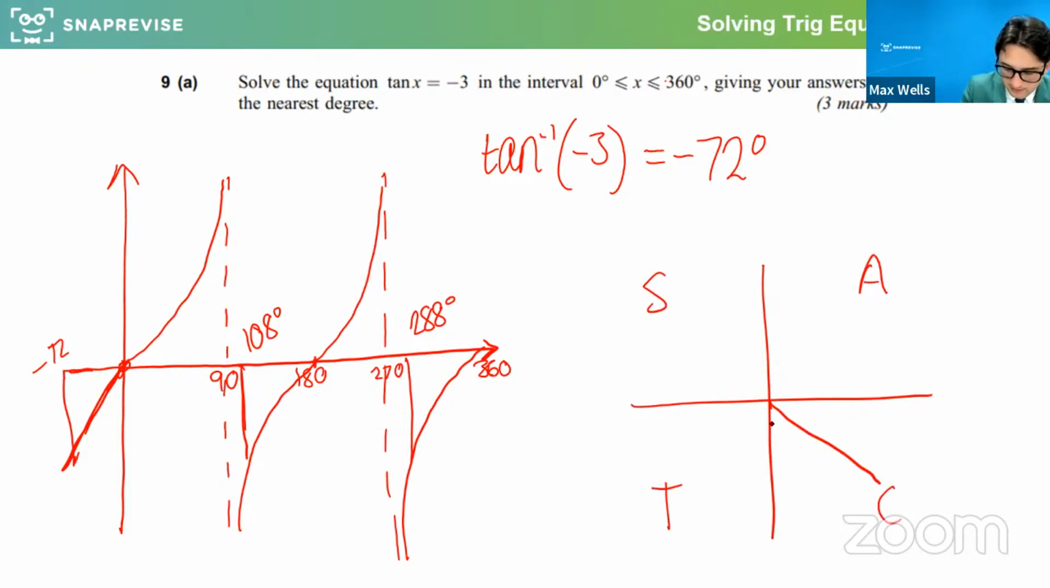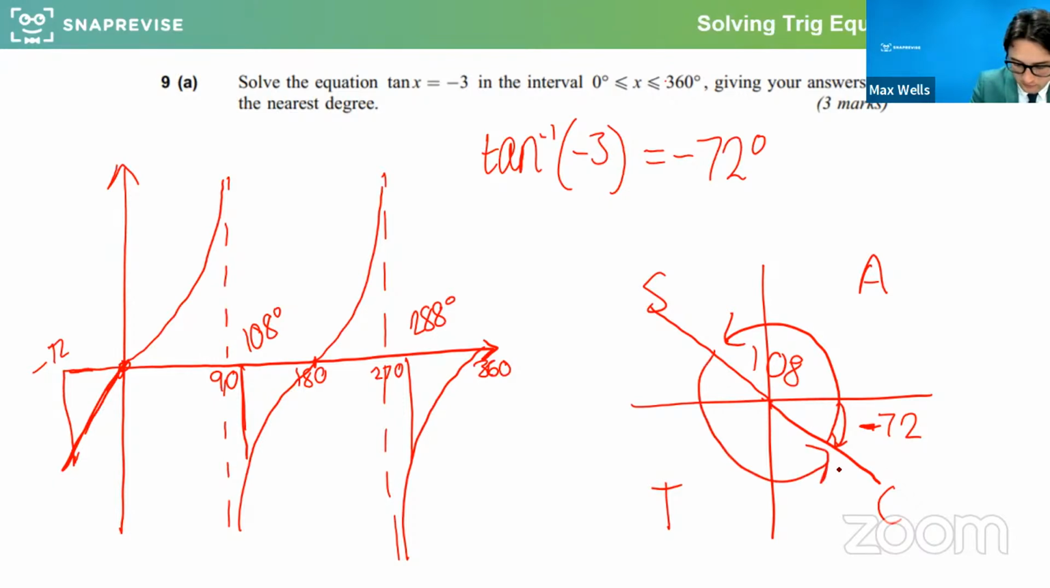So on your cast diagram, SATC, tan is negative in here and here. And so this is negative 72. But if you add 180 to it, that'll get you your obtuse angle of 108. And then if you add on 180 again to that, that'll get you this value here of 288, which is exactly the same as 72 back from 360. So your answers for theta are 108 and 288 degrees.